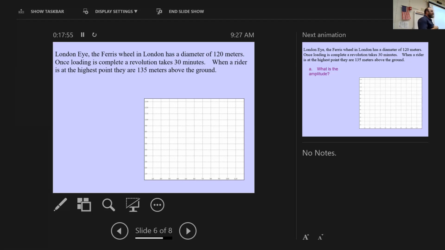So why would a tourist get into the London Eye? You can see everything. When you get on, you're down near the ground and you start moving on up.